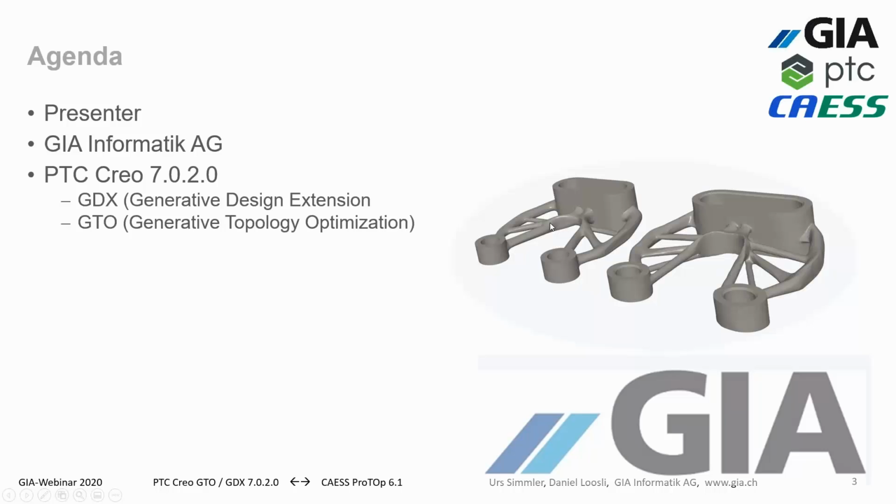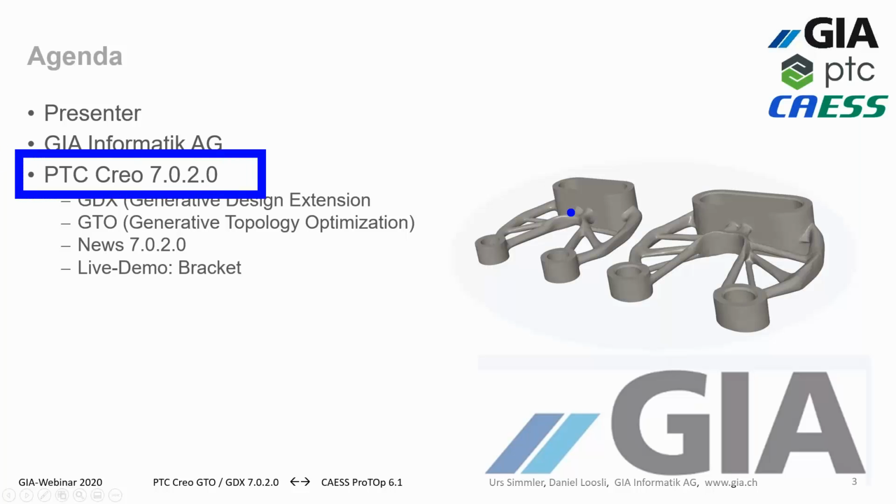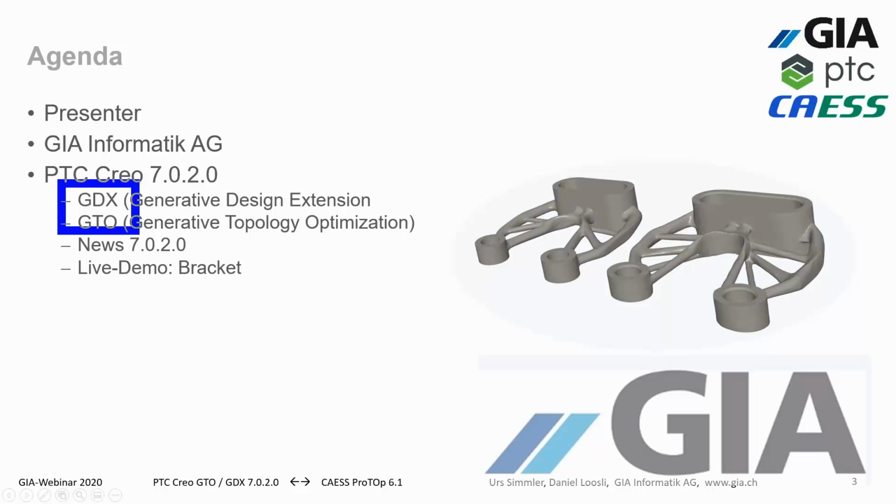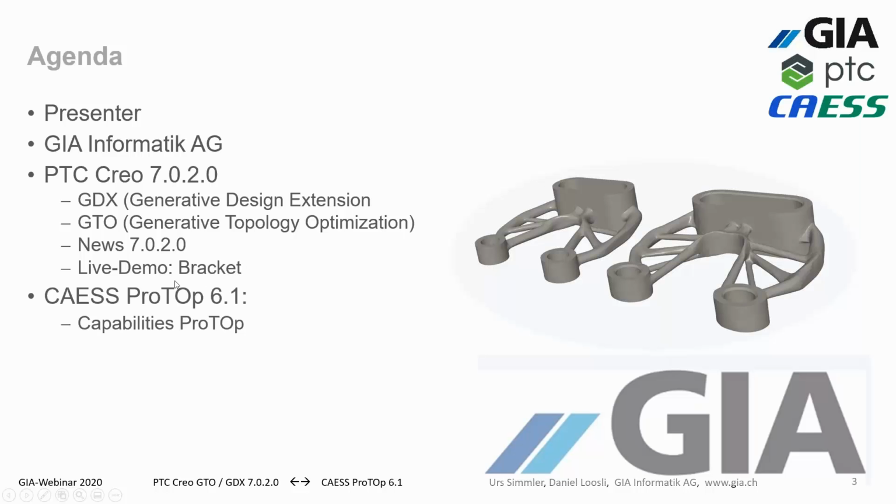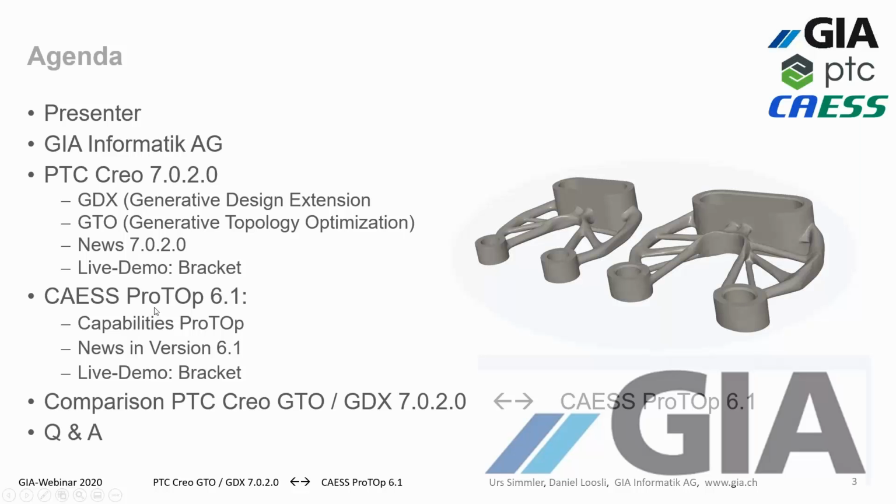Here is the agenda. First, I'd like to talk a little bit about me and the company I'm working for. Then we're talking about the new solutions from PTC, GDX and GTO. And then, of course, we're doing some live presentation with these products. Later on, we'll see the Topology Optimization product from CAESS, and also a live presentation where we are going to optimize the same bracket. And at the end, we'll have a little slide about the comparison of these two products.